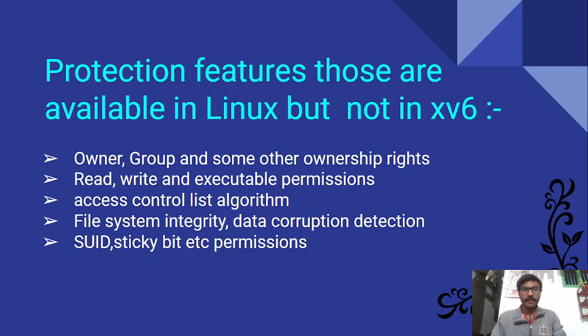Now let's talk about protection features. Those are available in Linux but they are not available in x86, like owner, group and some other ownership rights, read, write and executable permissions, access control list algorithm, file system integrity, SUID sticky bits, etc. permissions are available in Linux, but these are not available in x86.